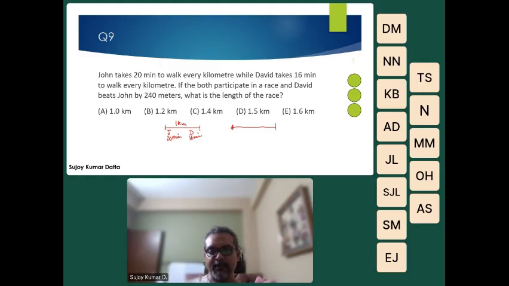both started at some point. David reached the end. John could not reach the end. There was a gap of 240 meters and the race stopped there. So David beats John by 240 meters. Can anyone point me to one parameter which is the same for both John and David in that race? What is the same for John and David in that race?